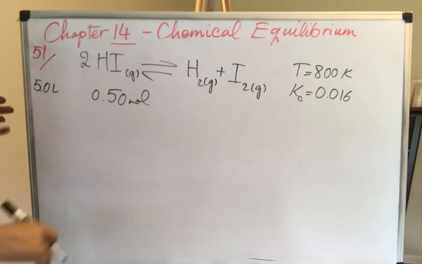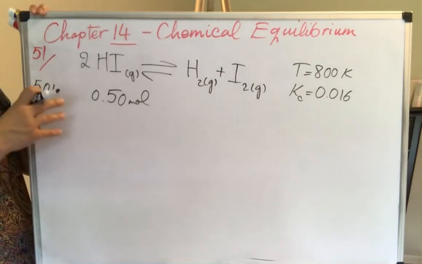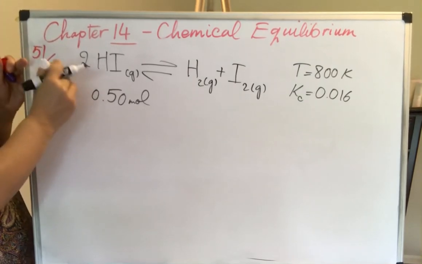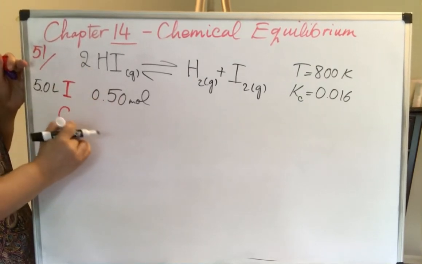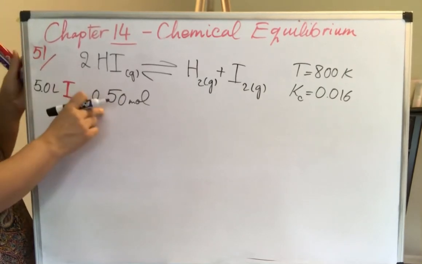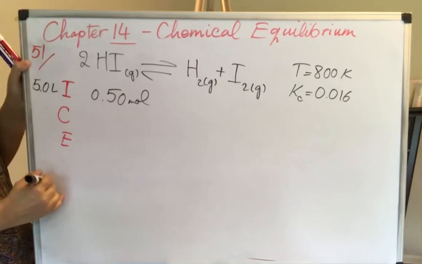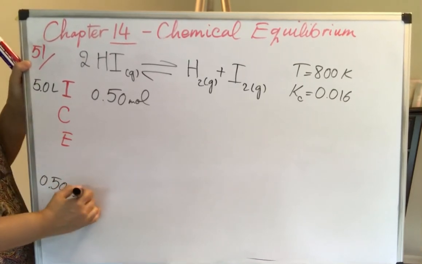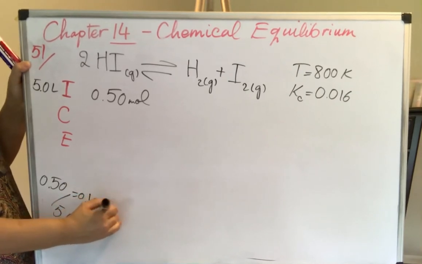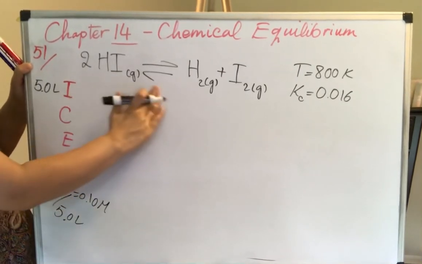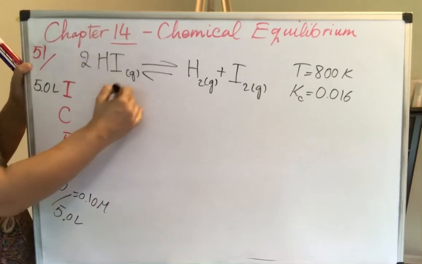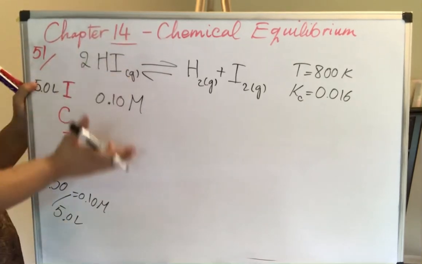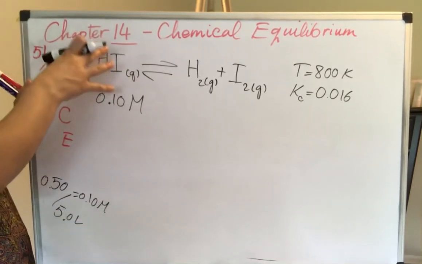Since we need the concentrations in molarities, instead of building our ICE chart in moles, let's use the molarities. So let's change 0.5 to the molarity. 0.50 divided by 5 liters. So it's going to be 0.10 molar. Let's use 0.10 molar in our ICE table.